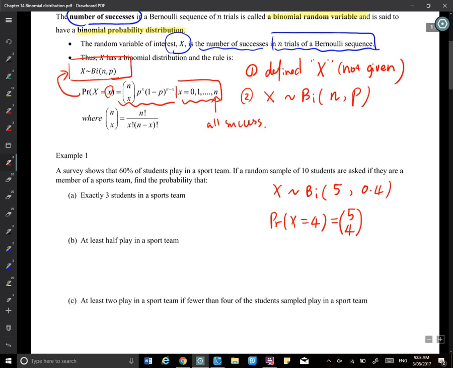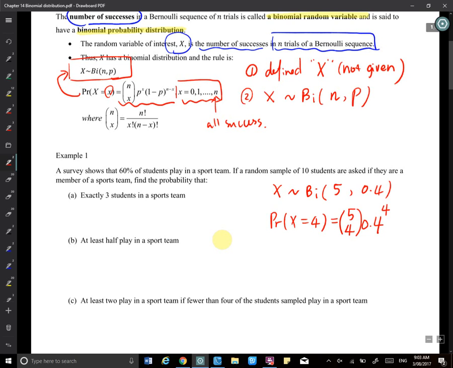And the next component is p to the power of x. What is my p in this case? It is 0.4. Then to the power of 4, because I have 4 successes. So it's 0.4 times 0.4 times 0.4 times 0.4. And then the next component is (1 minus p) to the power of n minus x.